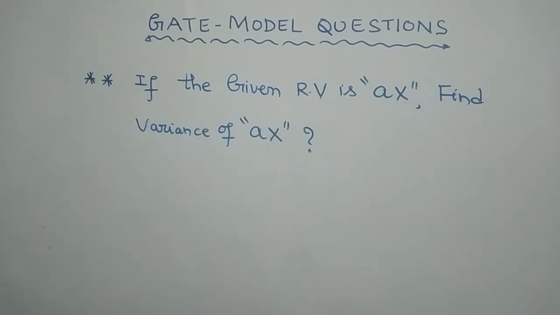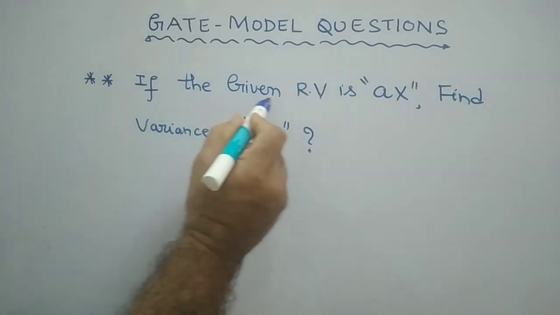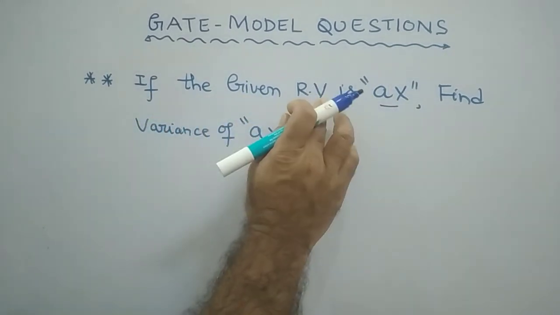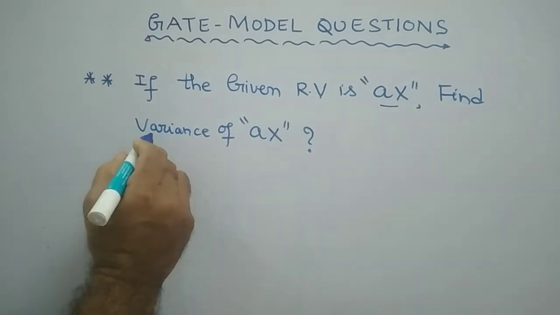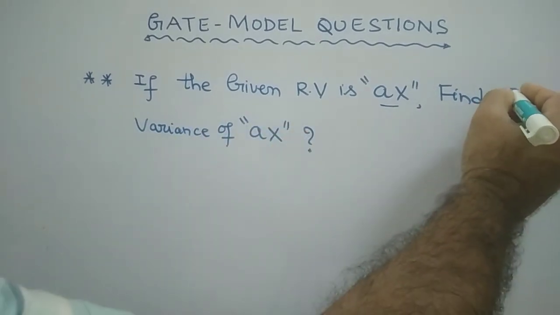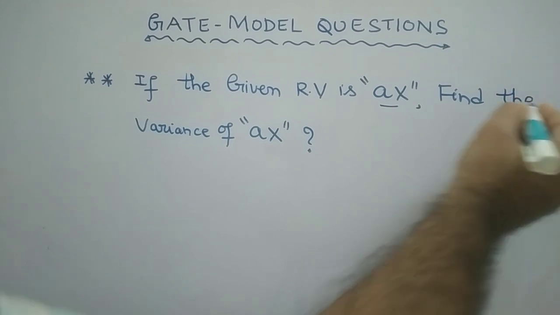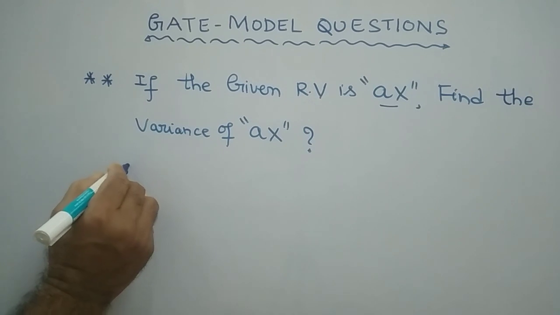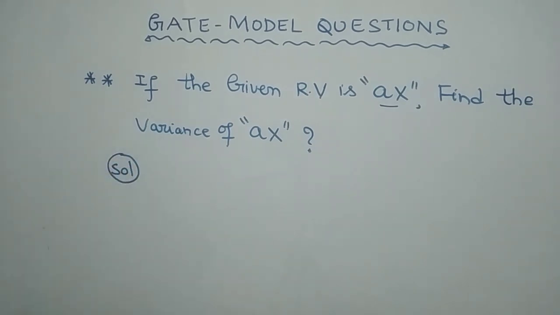So in today's presentation I would like to solve one very important question based on this variance concept. This is the given problem: if the given random variable is ax, find the variance of ax. So how can this be solved? Very simple.